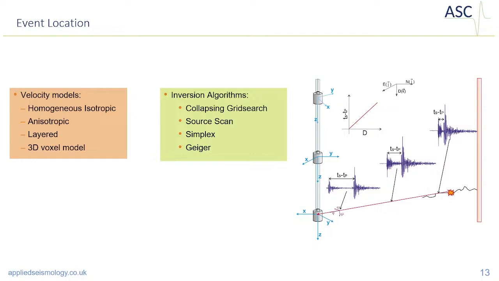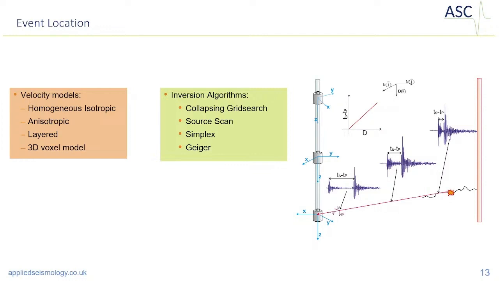In terms of inversion algorithms, it incorporates the option for a collapsing grid search. This is an exhaustive search through all the possible solutions within the space. It's called collapsing because it allows you to optimize this search by doing a low resolution pass first, and then increasing the resolution in steps so that it optimizes the time it takes to locate an event, but also allows a high resolution and detailed location of your event.